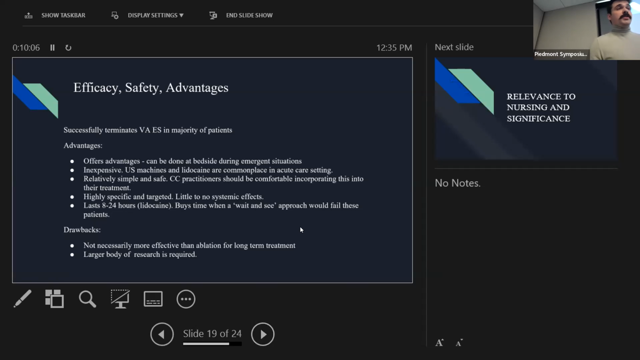To answer my research question, is this an advantageous alternative? I would say it's an advantageous addition to our current treatment protocols. Main advantage is that it successfully terminates ventricular arrhythmias in the majority of patients. And it has some other advantages too. It can be done at the bedside during an emergency. It's inexpensive. Not every facility is going to have a cath lab, but ultrasound machines and lidocaine are everywhere. It's relatively simple and safe.